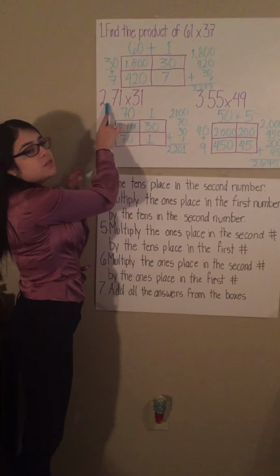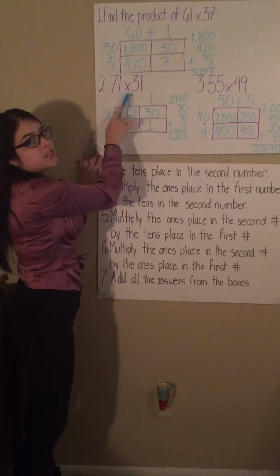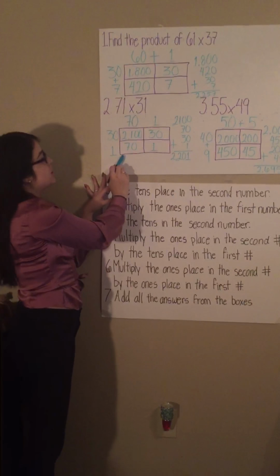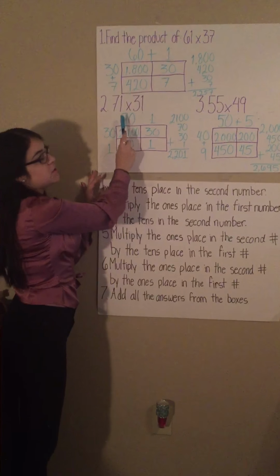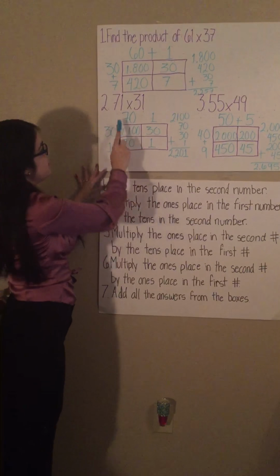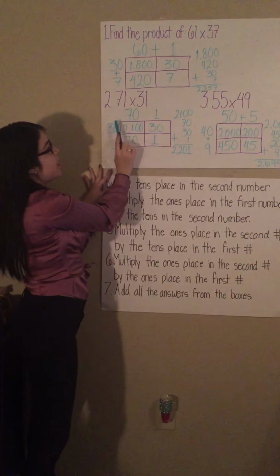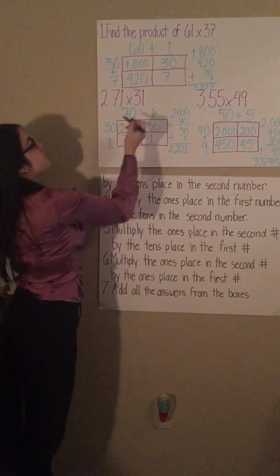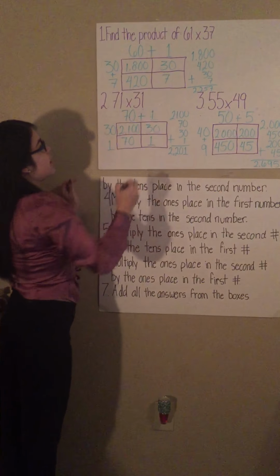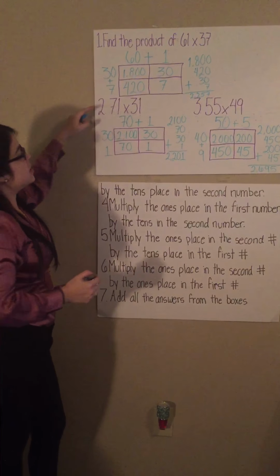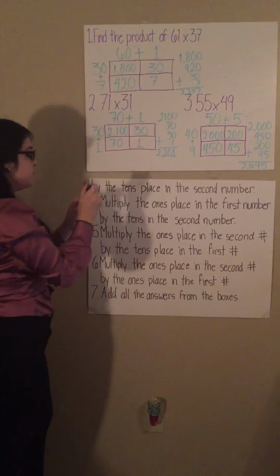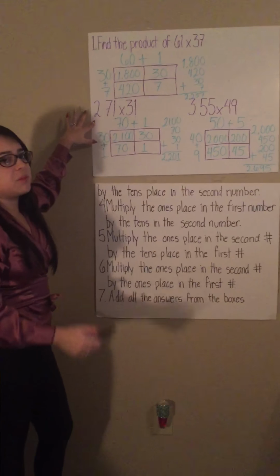For problem number 2, we have 71 times 31. So we do our box method first, and then we do the expanded notation. So our first number is 71, and now we're going to put it 70 plus 1, and then our second number is 31, so we do 30 plus 1 on this side, and now we have to multiply.